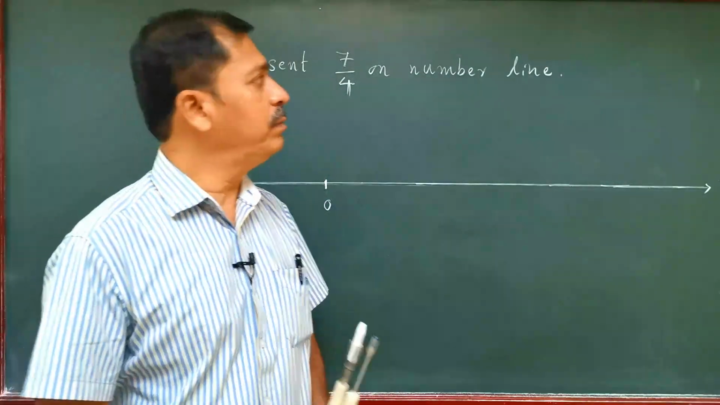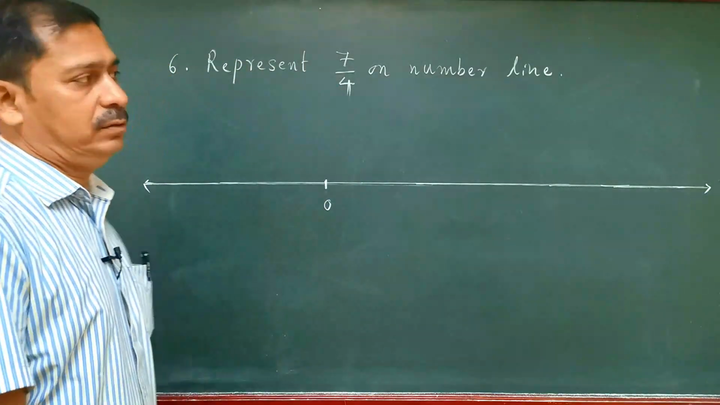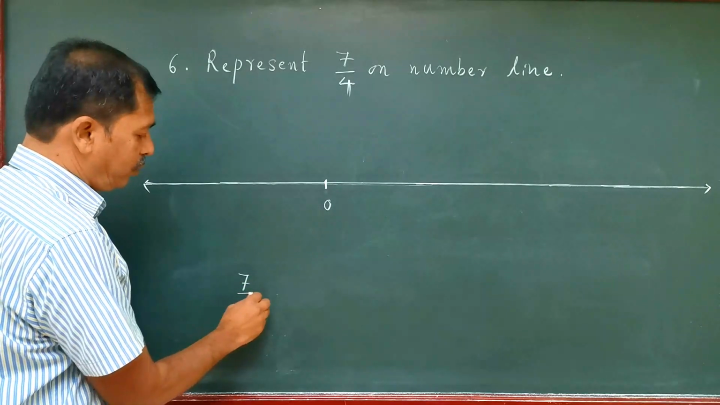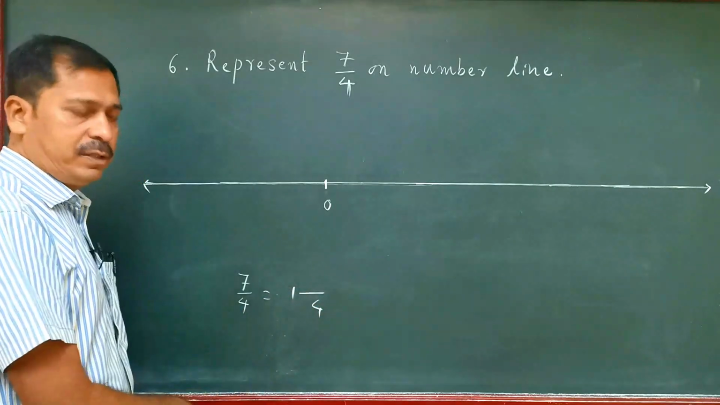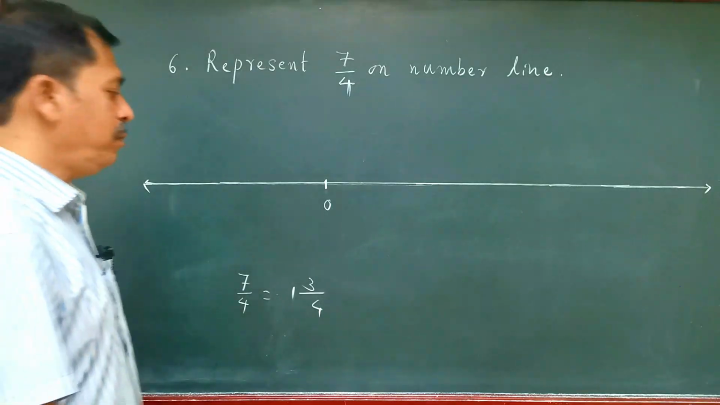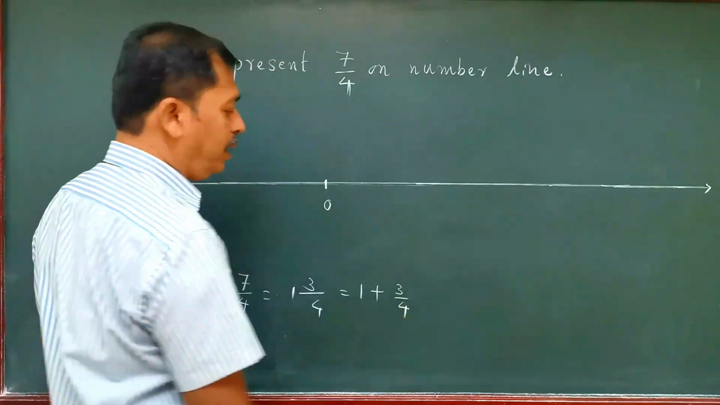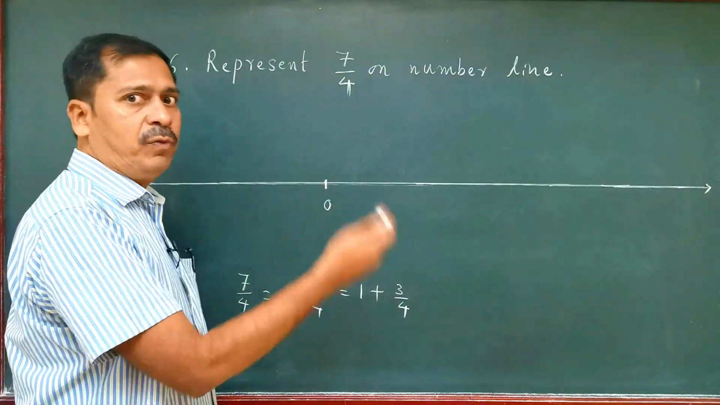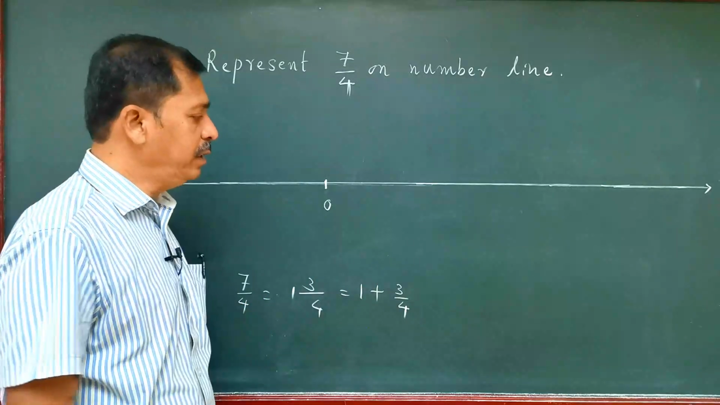See students, in this problem, we need to represent 7 by 4 on the number line. How do we represent it? Just have the sense in your mind. 7 by 4 can be written as 4 ones are 4, and 3 remains, so 3 by 4. So this can be written as 1 plus 3 by 4. It means 7 by 4 comes after 1. You keep it in your mind.